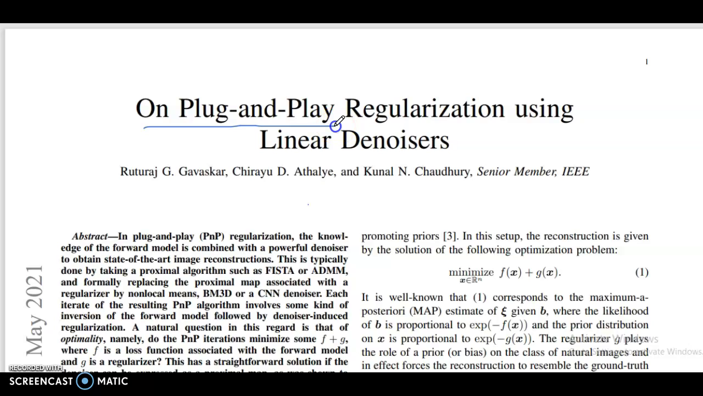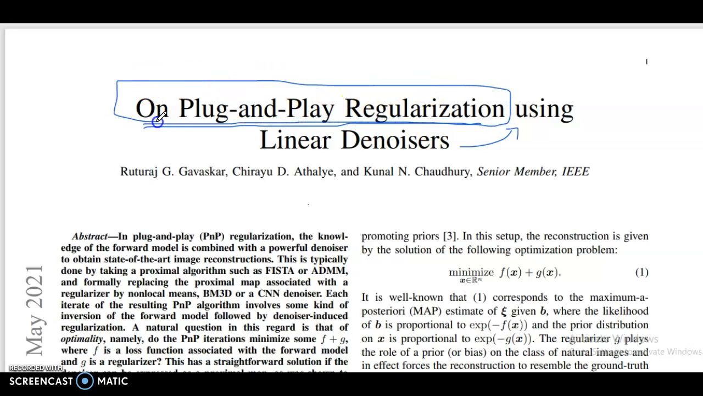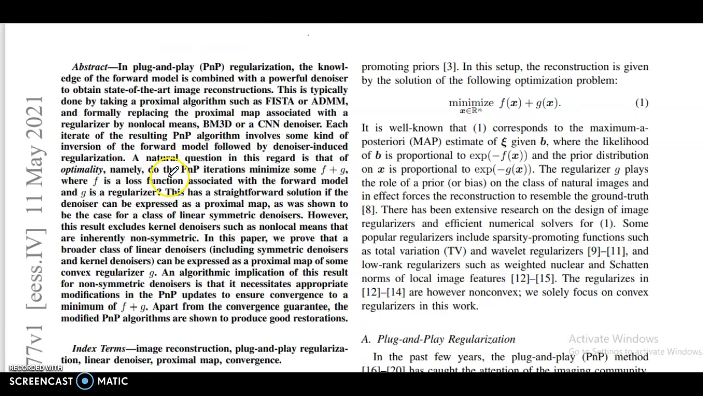Plug and play regularization using linear denoisers. In plug and play regularization, the knowledge of the forward model is combined with a powerful denoiser to obtain state-of-the-art image reconstructions.